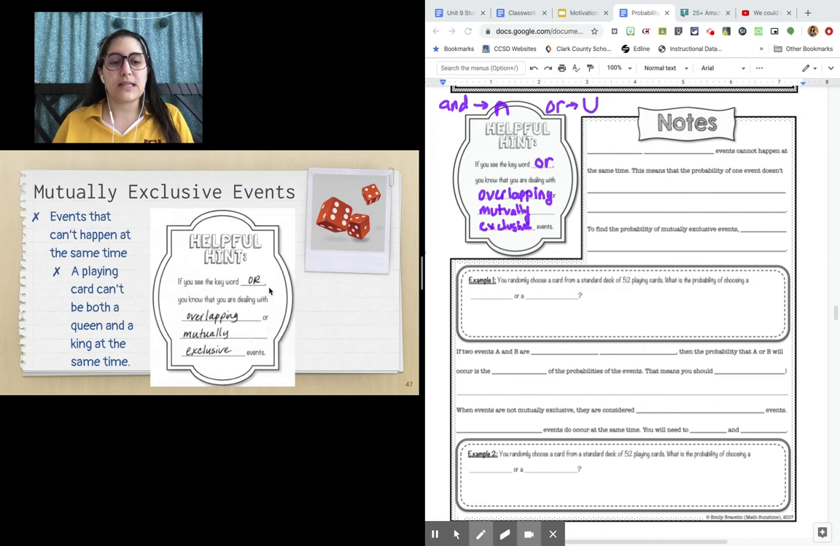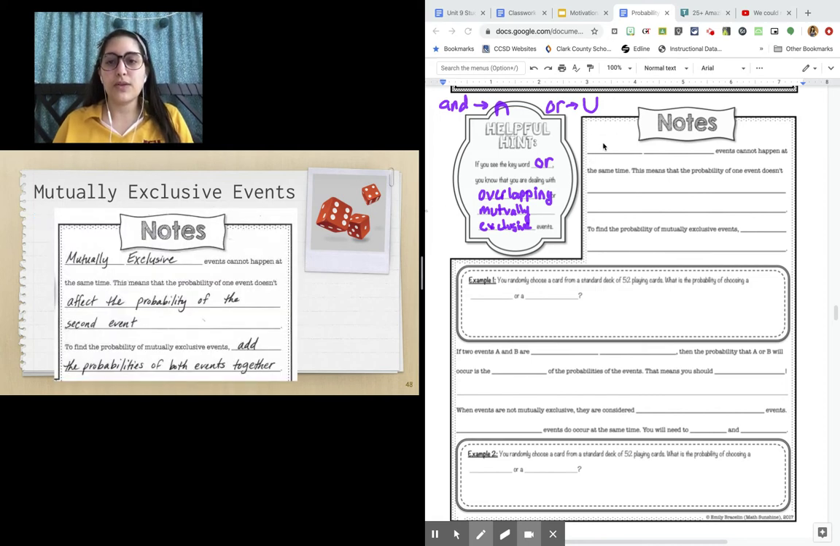Okay, so let's jump into this a little bit more. Right? So mutually exclusive events. Okay, so I'm here on this side now. So mutually exclusive events cannot happen at the same time. And I'm going to abbreviate a little bit in my notes on the right side here. So those are two things that cannot happen at the same time. So what that means is that the probability of one of those things happening doesn't affect the probability of the other one happening. Okay, so probability of one event doesn't affect the probability of the second.